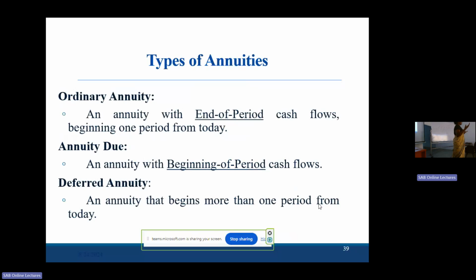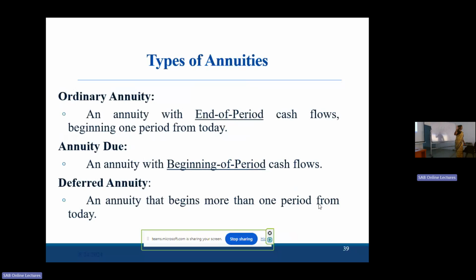So then it is a due type annuity. The first installment you are paying at the beginning of the period, immediately. So then it is a due. In the questions you can understand, because we provide some hints to identify whether it is due or ordinary.